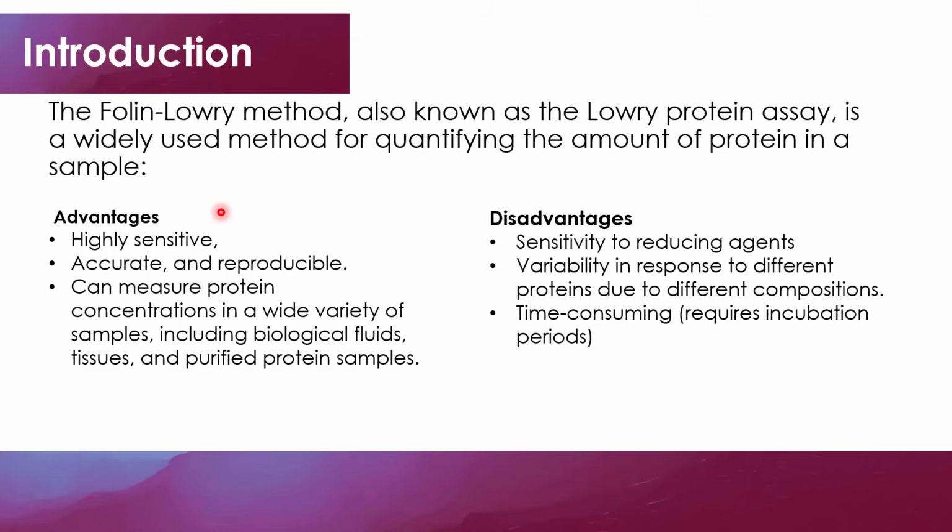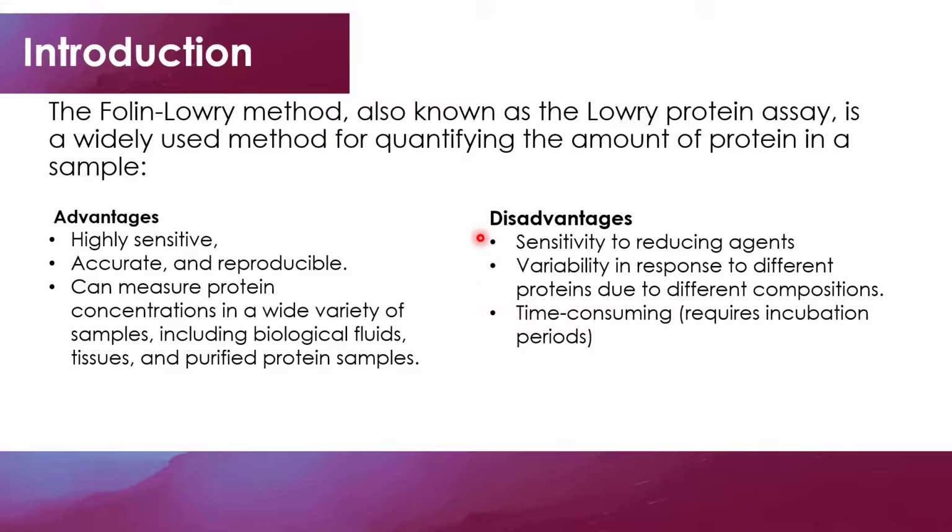Now let us look at some of the advantages and disadvantages of this method. We'll start from the advantages. One, the Folin-Lowry method is highly sensitive to protein quantification. Two, it's more accurate and reproducible. And three, the Folin-Lowry method can measure protein concentrations in a wide variety of samples, including biological fluids, tissues, and purified protein samples. Now let's look at some of the disadvantages.